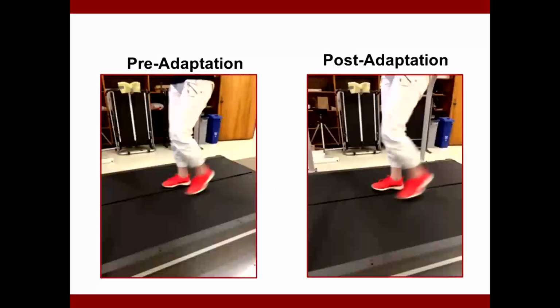This is pre-adaptation, so we put someone immediately on the treadmill. It's your task to figure out which leg is the fast one, which leg is the slow one. That's it.